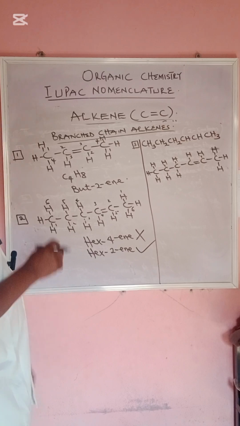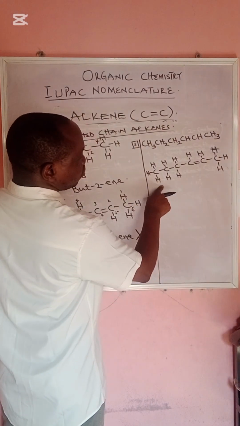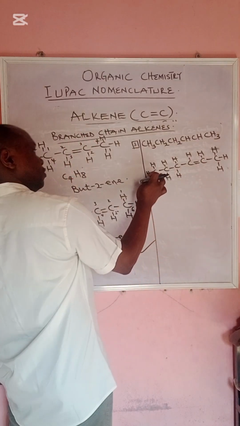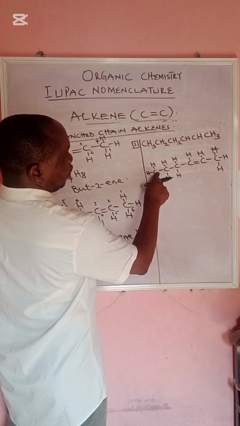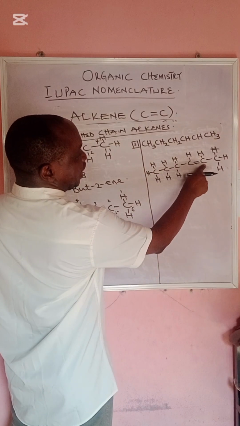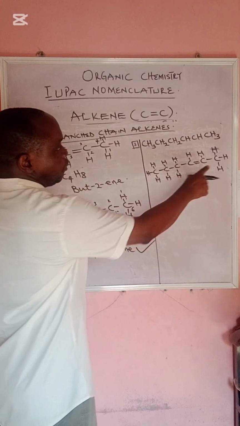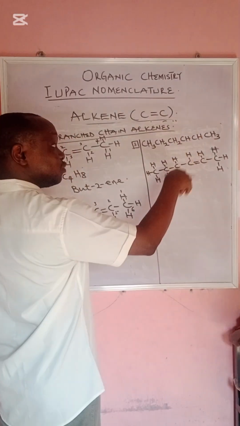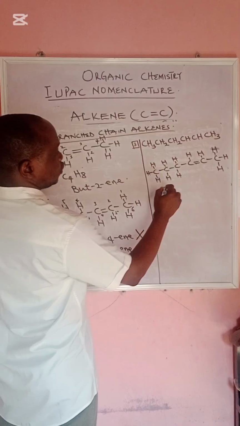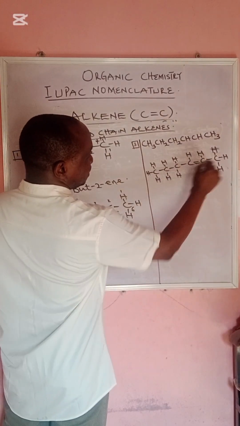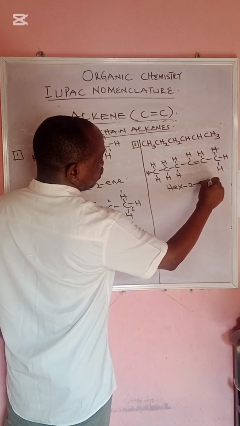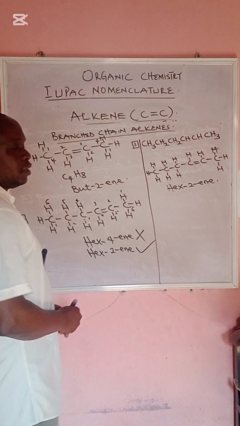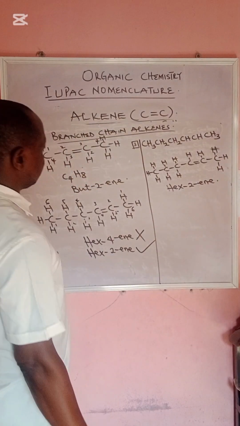So from here, you count it from left to right, then check from right to left. 1, 2, 3, 4, 5. Or the double bond will be between 3 and 4. When you count it from the other side, between 2 and 3, you take 2. It's lower than 4. So the next one, 1, 2, 3, 4, 5, 6. So it will be hex-2-ene.